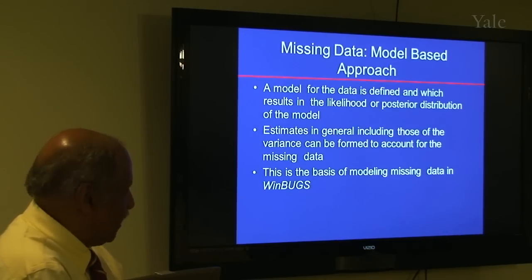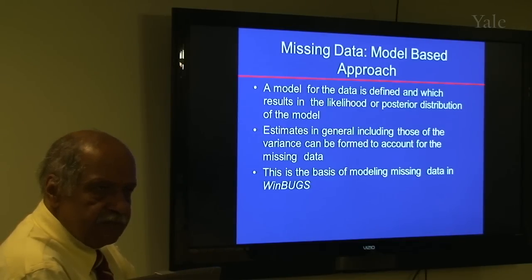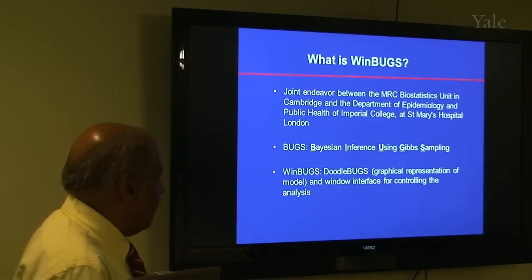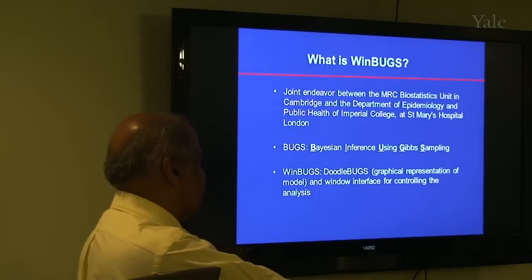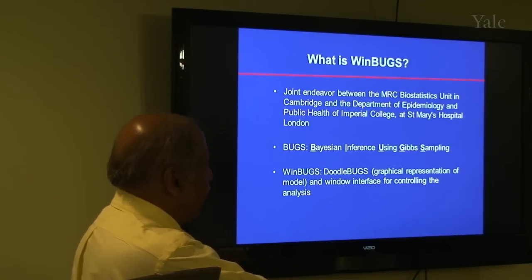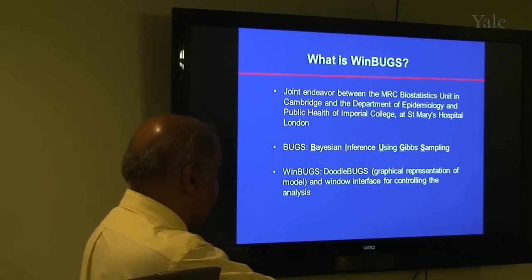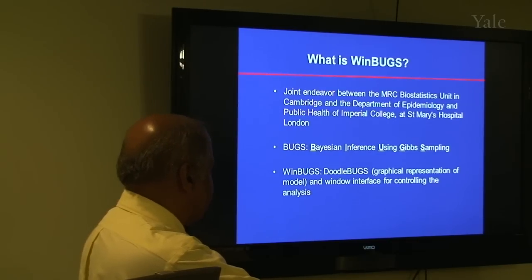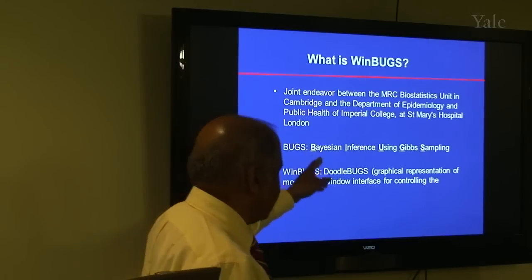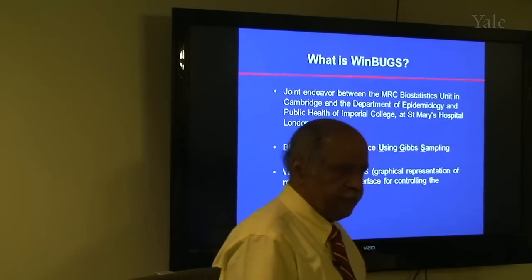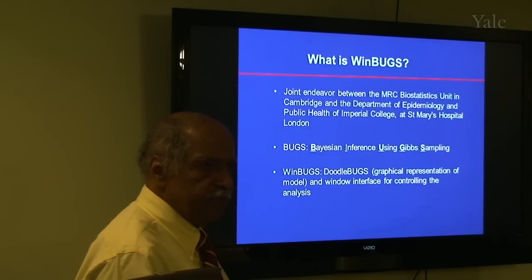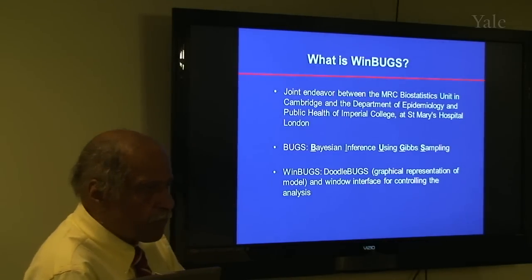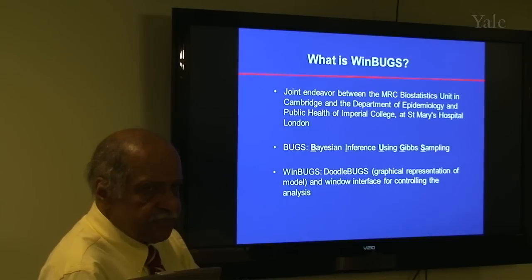to missing data. And it was done in something, how many of you know what WinBUGS is? No? Okay. It was a joint endeavor between the MRC Biostatistics Unit at Cambridge and the Department of Epidemiology and Public Health of Imperial College London. And it stands for Bayesian, forget the I, inference using Gibbs sampling. And WinBUGS just means it runs in Windows. Originally, it was designed for Linux-based systems.